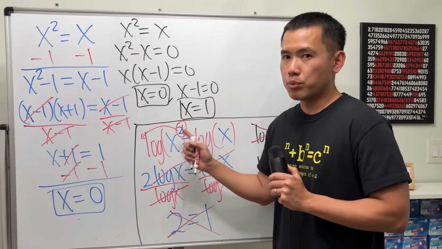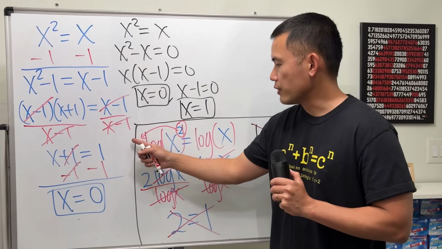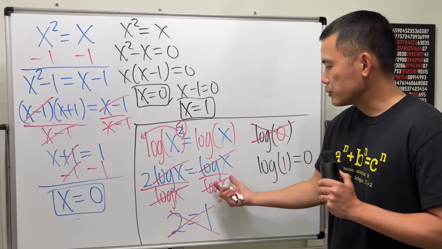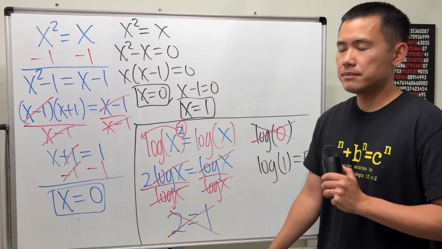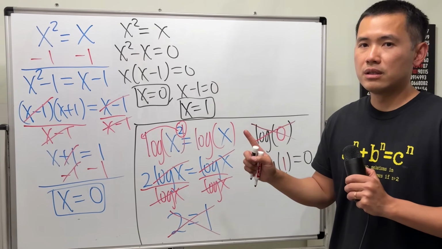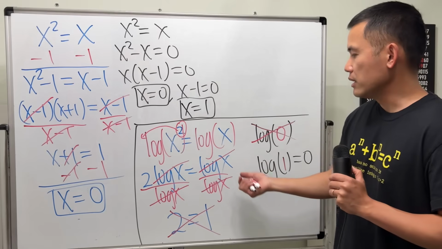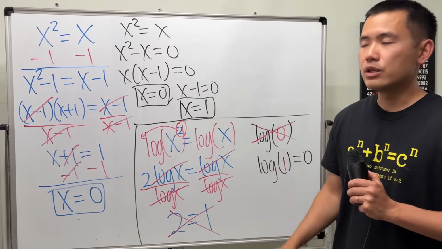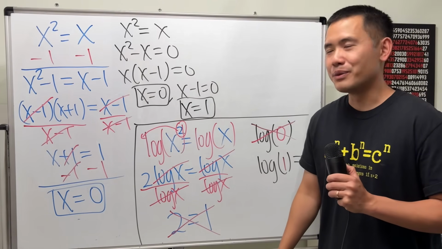Even though you try to do this property by putting the 2 to the front first, and then subtract log of x from both sides, you only have one answer, because you cannot have 0 inside of a log at all. You can try it and let me know how that goes. But anyways, that's it.